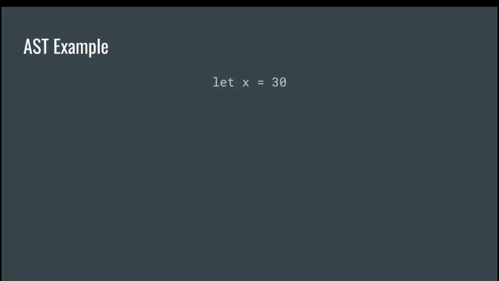So let me run through an example. Let's say we have a very simple Swift statement like let x equals 30. So what does the syntax tree for this look like? Well, we start off with a variable declaration. We have assigning something to x. And then within that, we have the declaration modifier. In this case, it's a let. As you know, Swift can be a let or a var.